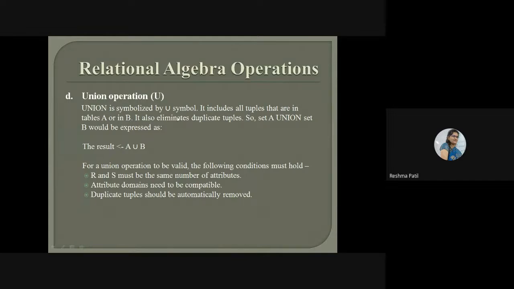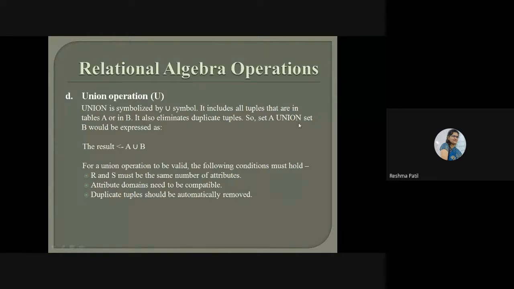It also eliminates duplicate tuples. If there are duplicate tuples in table A as well as B, with the same values for all attributes, then it is called a duplicate tuple. So it will eliminate that part. It will show only one record. It will not show two records with the same values. So it also eliminates duplicate tuples.